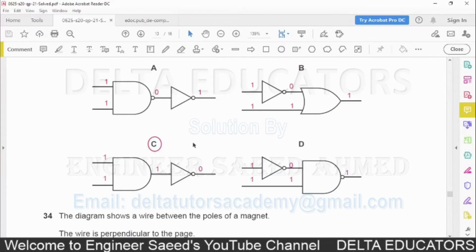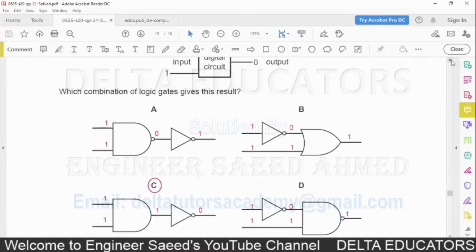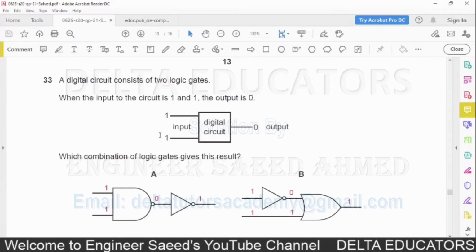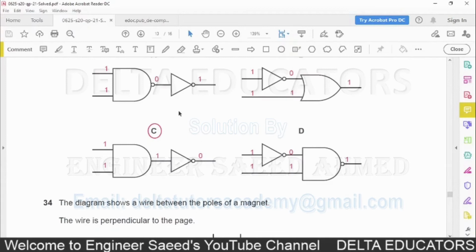In option C, we have an AND gate. In this AND gate, two inputs, both are 1. In an AND gate, if both the inputs are 1, then output will also be 1. Now after the AND gate, we have kept an inverter. So for the inverter, input is 1 and output will be negation of 1, means 0. So here for the inputs, it is 1 and 1. For the output, it is 0. It is our required condition that both inputs are 1 and output is 0. So here our correct option is option C.